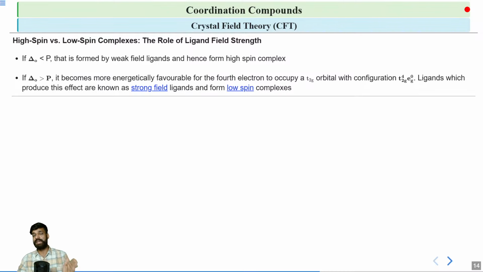So octahedral complexes are gerade in nature, so we will use the term t2g. Whereas tetrahedral complexes are not gerade in nature, so we will use t2. Gerade is spelled G-E-R-A-D-E. This is a terminology used in symmetry. We will not talk about that now.